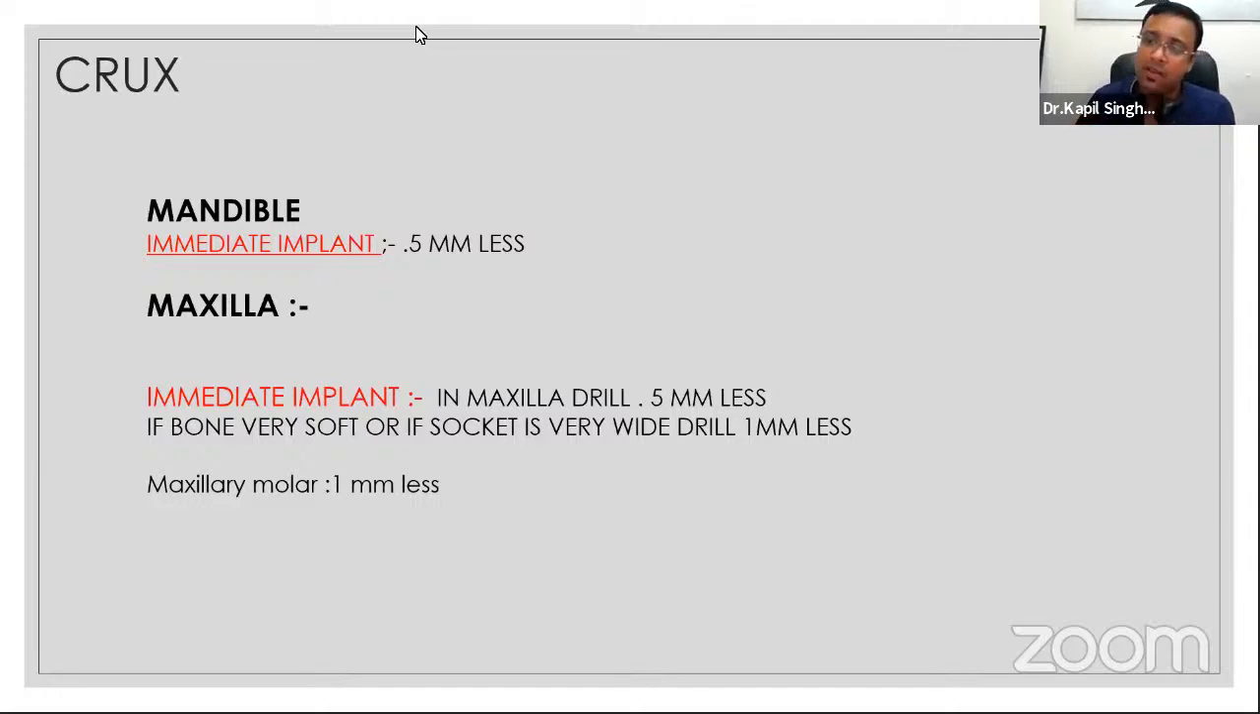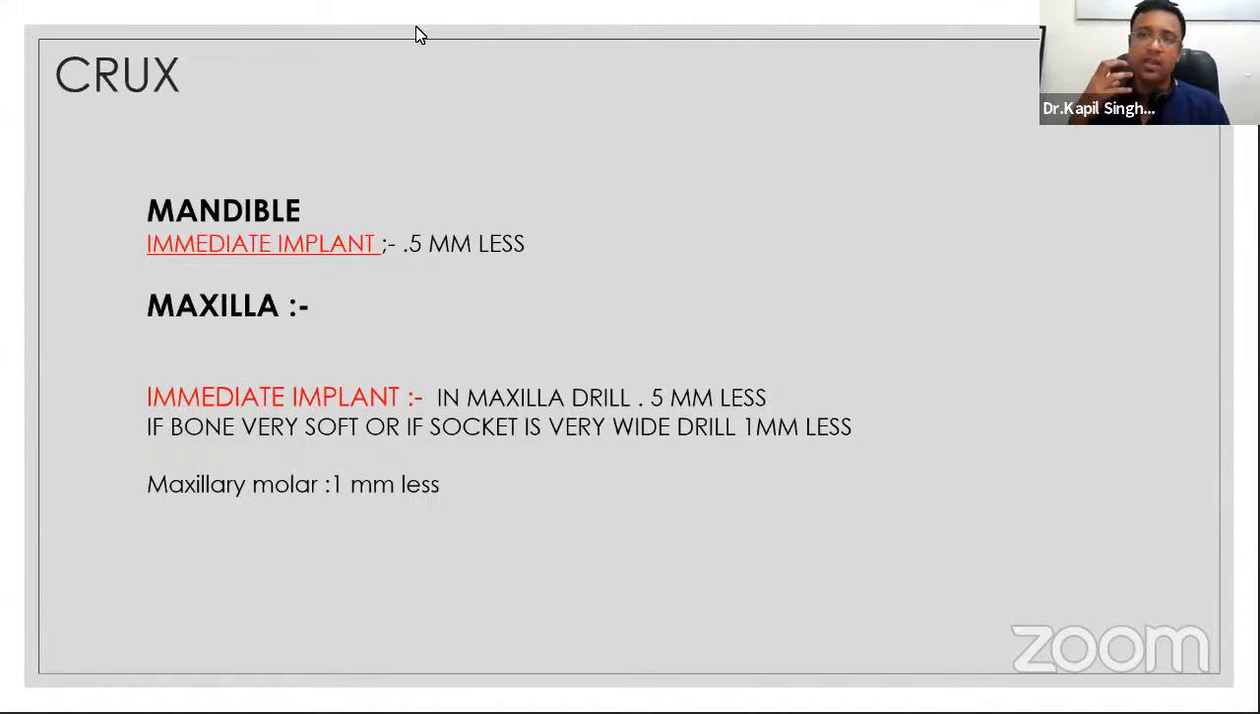So what happens as the width of the implant increases by 0.5 mm? The surface area of the implant increases by around 12 to 15%. As compared to that, if the length of the implant increases by 1 mm, the surface area only increases by 2 to 3%. So for me, if the width is increasing more, then the surface area of my implant is getting more. More surface area, more integration with the bone.